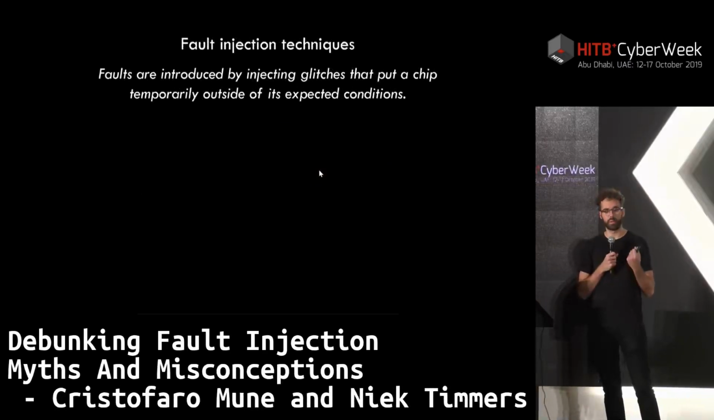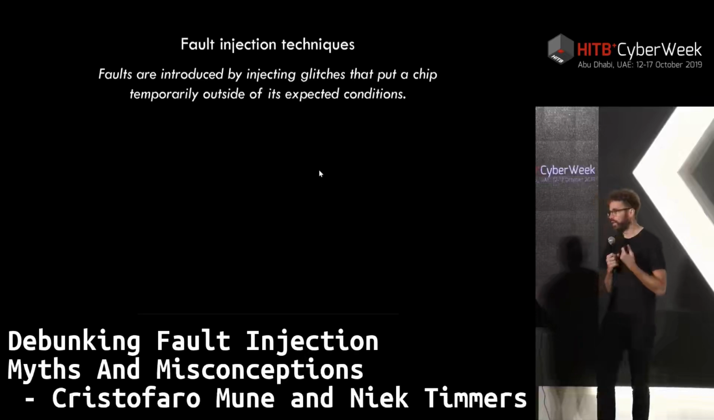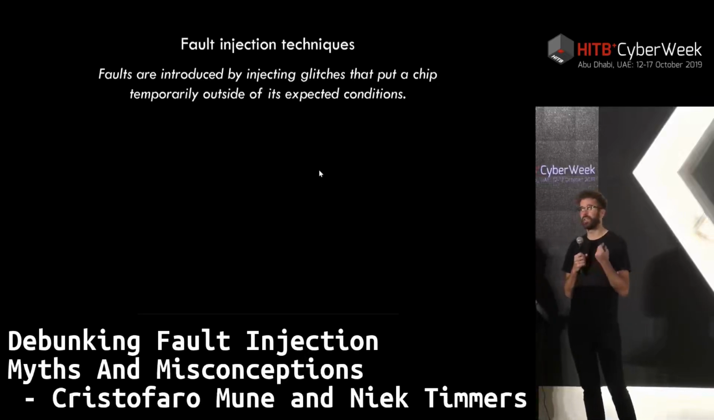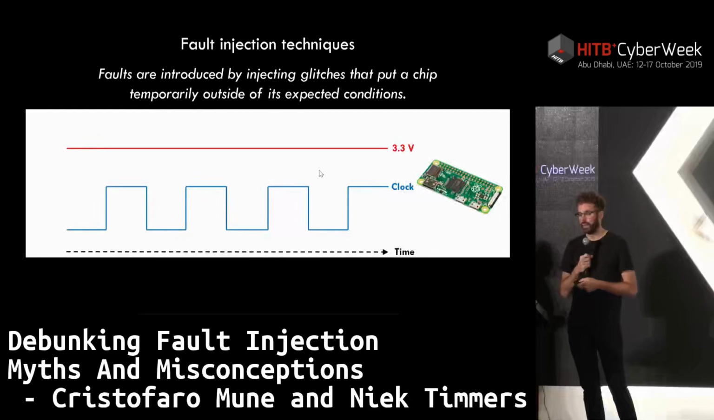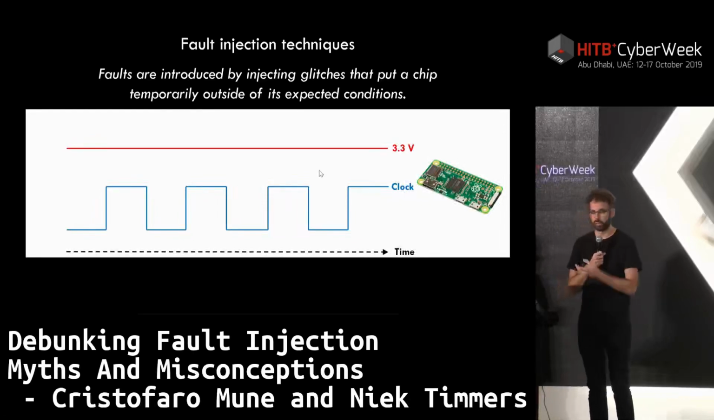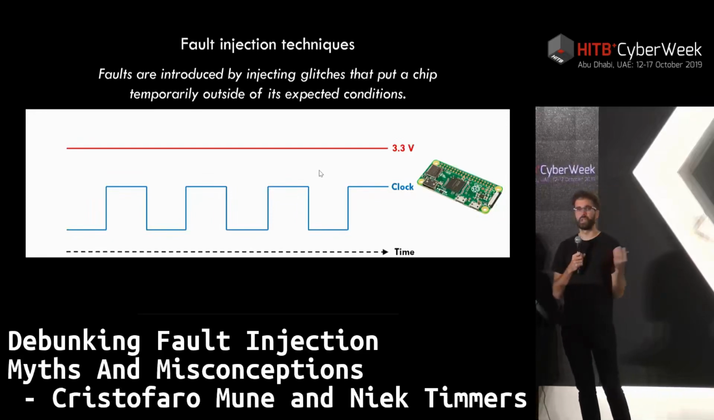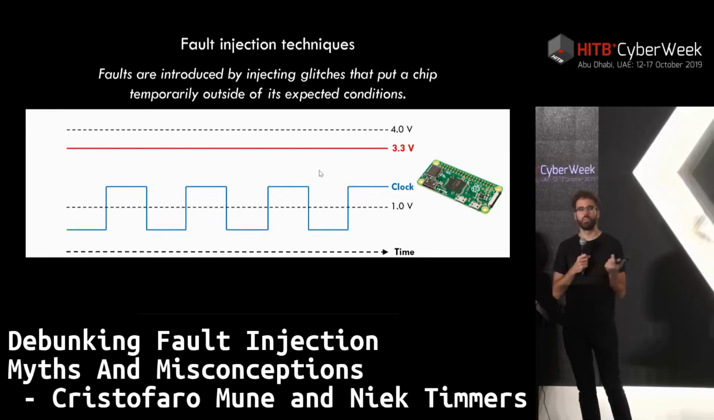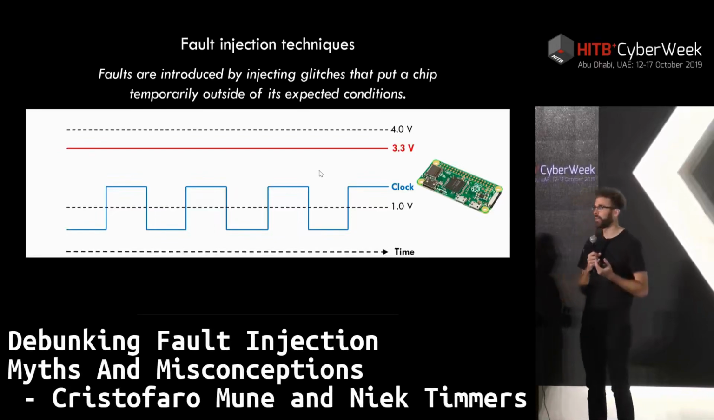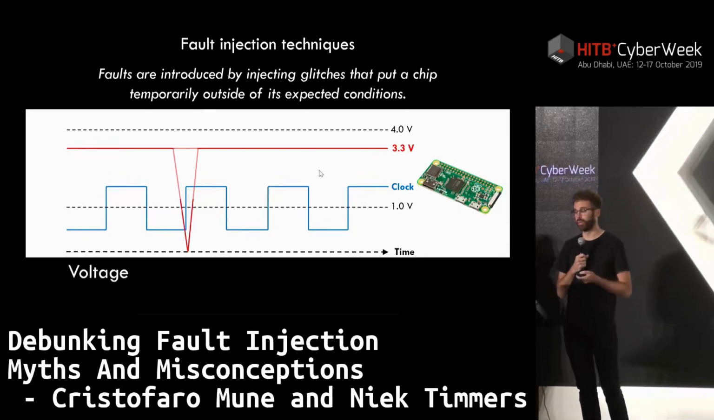So when we talk about faults, we really talk about injecting glitches into a chip in order to make that chip temporarily run outside of its intended conditions, and that manifests itself as a fault, either in the software or in the hardware. So for example, if you look at an embedded device, for example this simple PCB, you see that you need to provide a stable voltage signal and a stable clock signal in order for this device to operate correctly. And these signals need to be between certain boundaries. If they're not between those boundaries, which are typically set by the chip manufacturer, then this chip will not function correctly. And this is exactly what we exploit using fault injection.